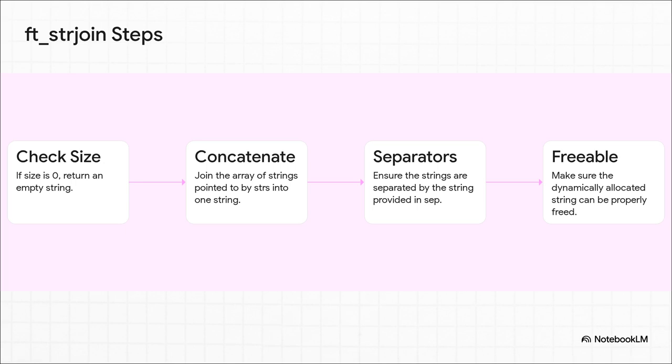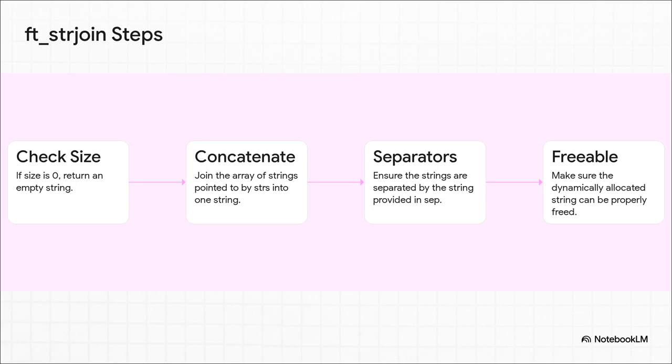Step 2. Calculate the exact total length for your main allocation. You'll want a helper function to iterate through the array and sum up the lengths of all the base strings. To that sum, you absolutely must add the length of the separator string multiplied by size minus 1. Why size minus 1? Well, think about it. If you have 3 words, you only need 2 separators between them. It's a super common off by 1 error for students to add way too many separators.